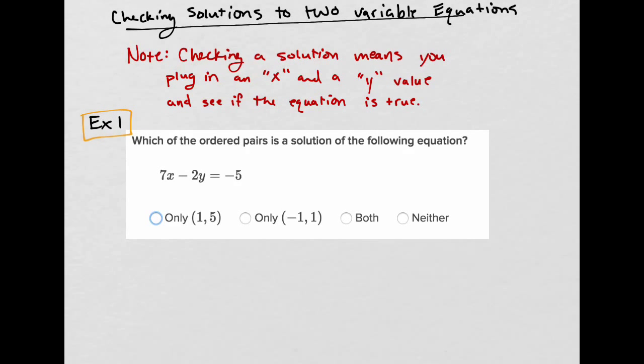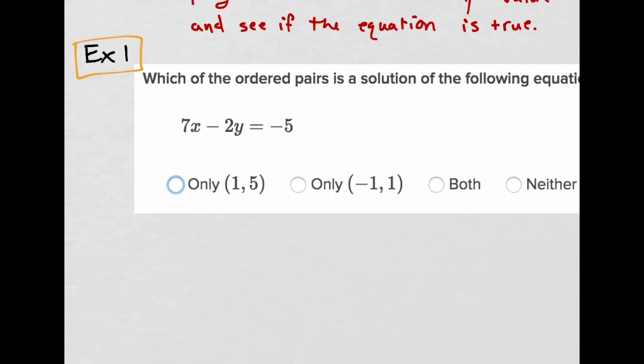And Mr. D, we gotta write that down? Yes, you need to write that down. Write everything down, even the multiple choice stuff. Write it all. Which of the ordered pairs is a solution of the following equation? Well, I don't know. Let's find out.